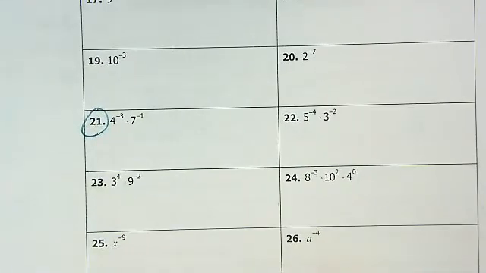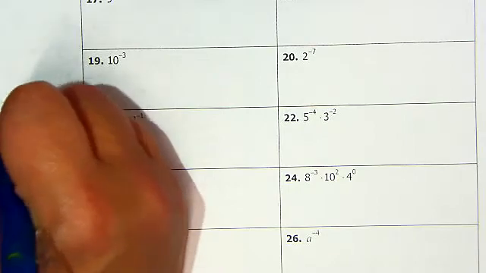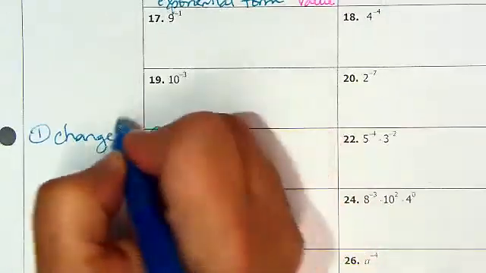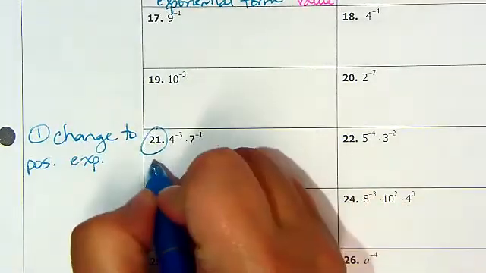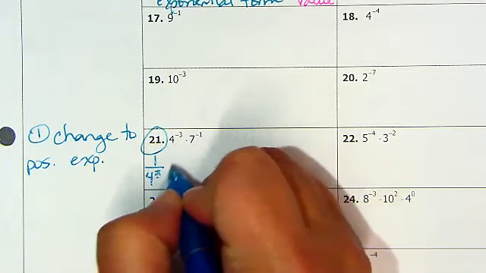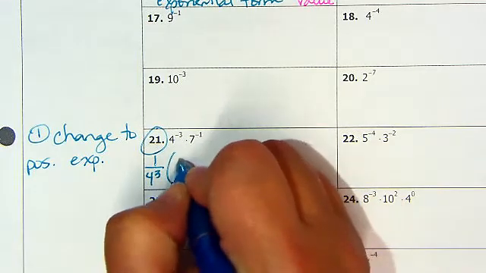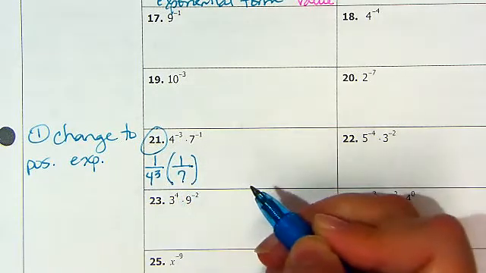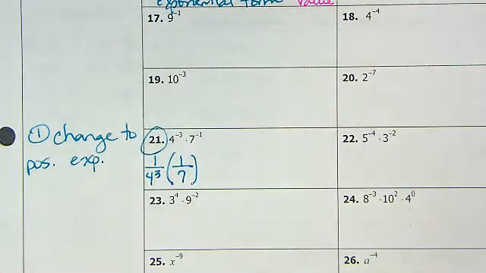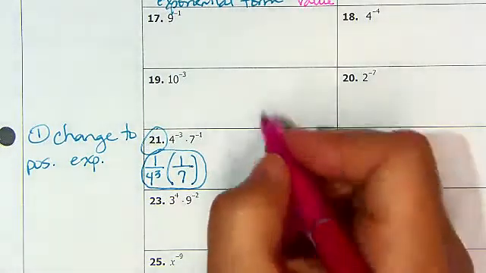So that was 15. So we're going to move down here to 21. The first step is to change to positive exponents. So this is going to become 1 over 4 to the third. I don't like to use the dot because it makes it too much like a decimal, so I'm going to put in the parentheses 1 over 7. I do not have to write this first power, the 1 there. It's understood to be there. All right, so now I simplify because this is the exponential form. Now we need to actually simplify.